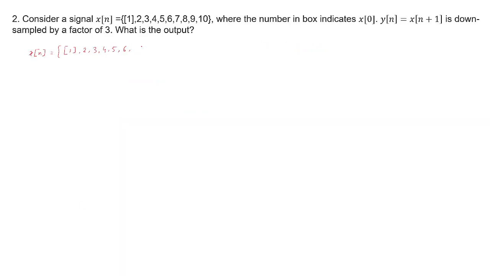Okay, let us move to the second question. 7, 8, 9, 10. Now this is again the 0th index, let me denote it. Now instead of downsampling xn, we are going to downsample yn, which is x of n plus 1. So you basically obtain yn. If you remember the lectures, we denote the advance operation as z. We are going to get x of n plus 1 as yn. Basically we are going to shift the sequence to the left by 1 index.